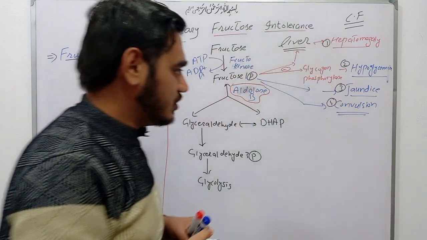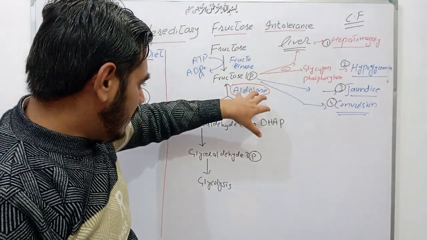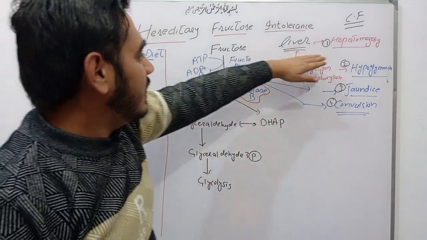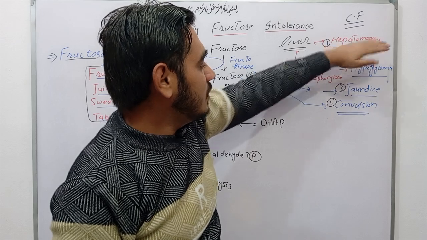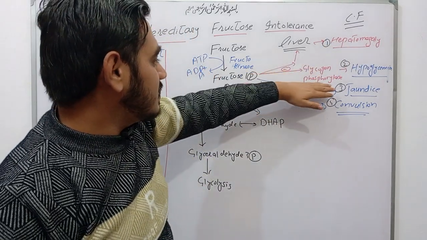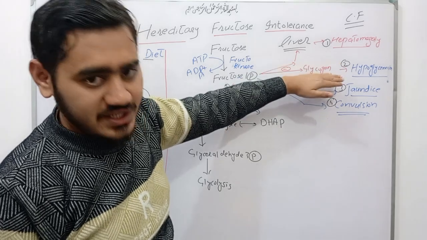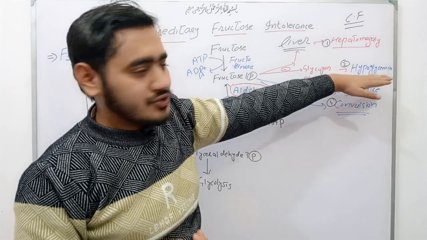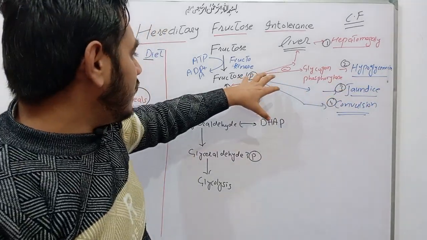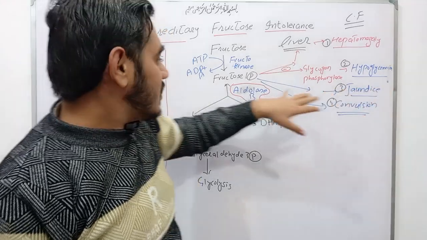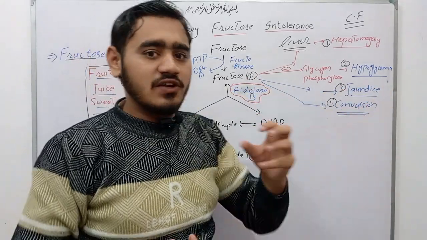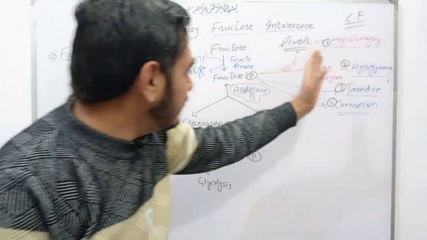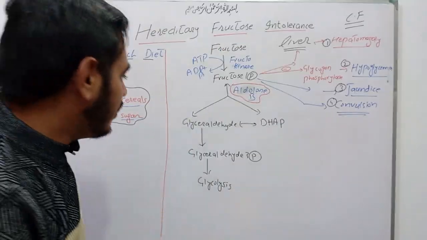In hereditary fructose intolerance, there is deficiency of aldolase B enzyme, and it leads to the accumulation of fructose 1-phosphate in the liver, and it causes hepatomegaly, meaning enlargement of the liver. This fructose 1-phosphate inhibits glycogen phosphorylase enzyme, which is an important enzyme of glycogenolysis, and it causes hypoglycemia, meaning decrease in concentration of glucose in the blood. It also causes jaundice, and is also responsible for convulsion, meaning central nervous system manifestation. So friends, these are the clinical features of hereditary fructose intolerance.